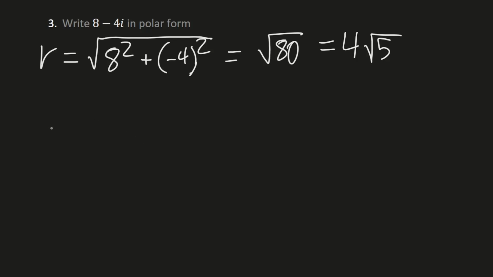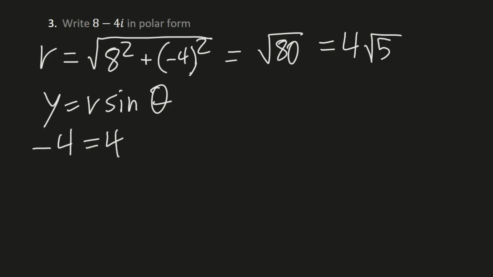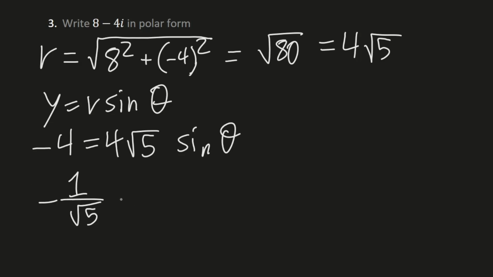Now I'm going to use one of the equations to solve for the argument. And I'm going to pick y is equal to r sine theta here. It doesn't really matter which equation you use, they'll both be the same. But just look at your numbers and pick the equation that will make it easier to work with. So I'm going to plug in my value for y, which is negative 4. The value for r is 4 square root of 5. We put sine theta here. Simplify, we get negative 1 over square root of 5 is equal to sine theta.